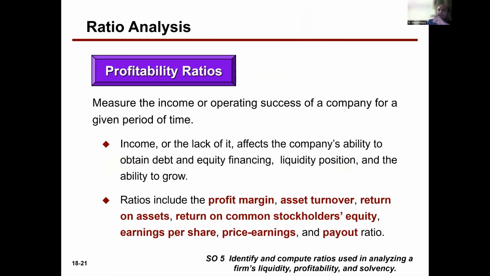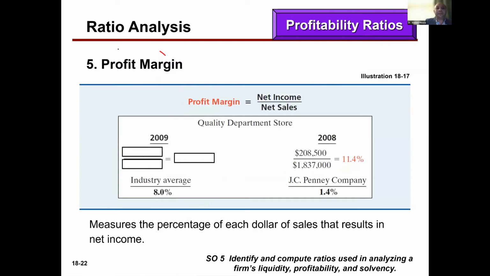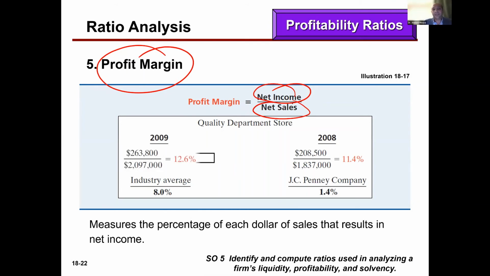Okay, we finished the liquidity ratio. Let's go to the profitability ratio. Profitability ratio is very easy and it is similar to the vertical analysis. For example, if you need the profit margin, you just divide net income by sales. Here I generated 12.6% of the total sales. Of net sales, what is left as net income is 12.6%. Is it good or bad? You compare it with the industry average or with last year.